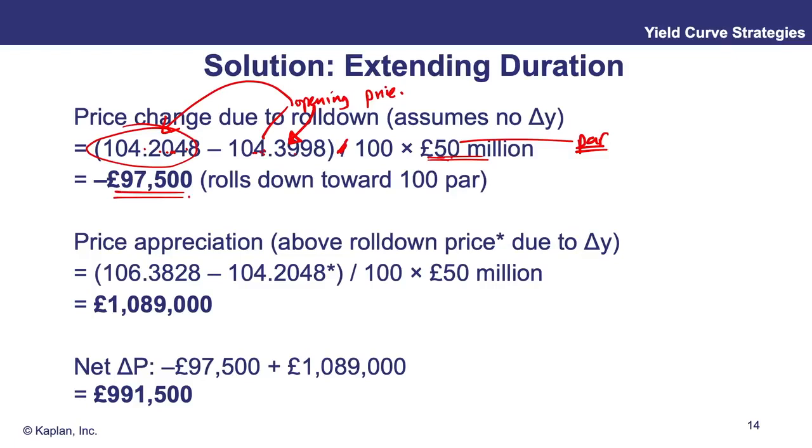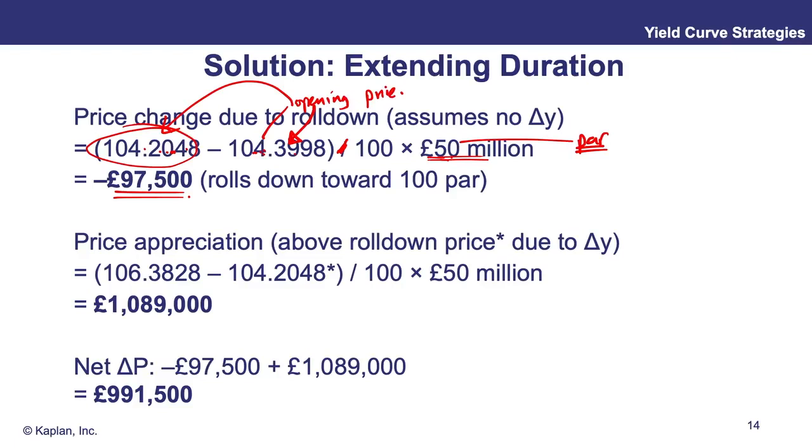We're rolling down towards 100 par here. This must be a bond that's generally at a premium, because as time passes and yields don't change, it's getting dragged down towards par. When we look at the bond, it's a 3% coupon bond yielding 2.5%. That is a high coupon bond that would trade at a premium, so that does make sense.